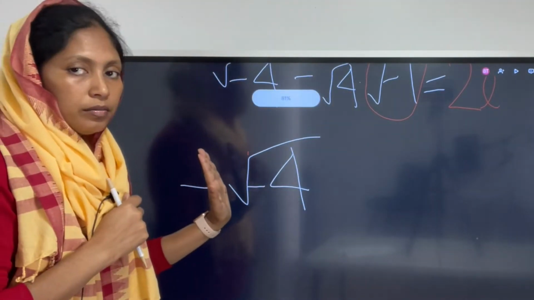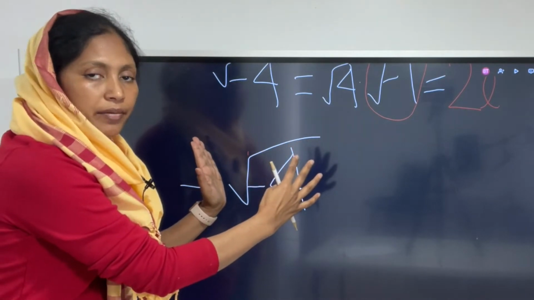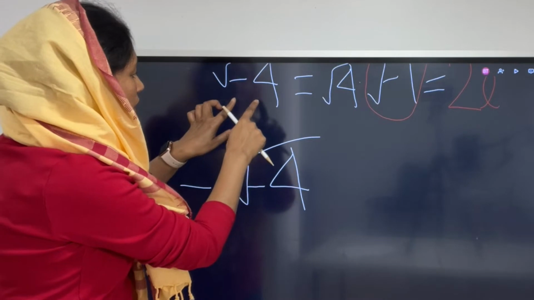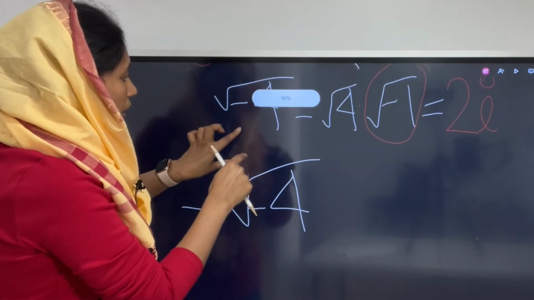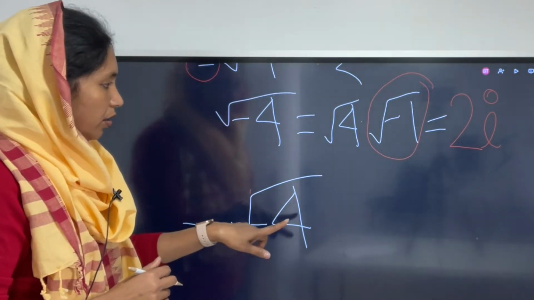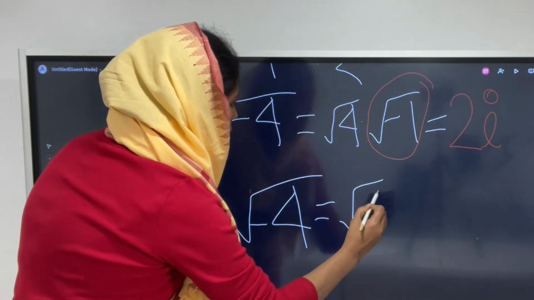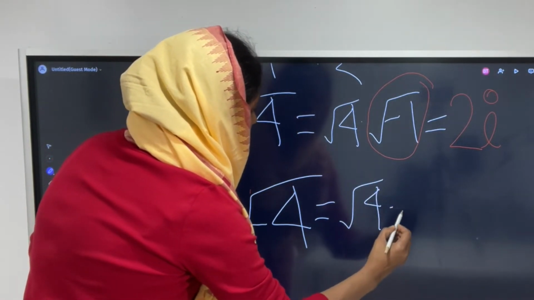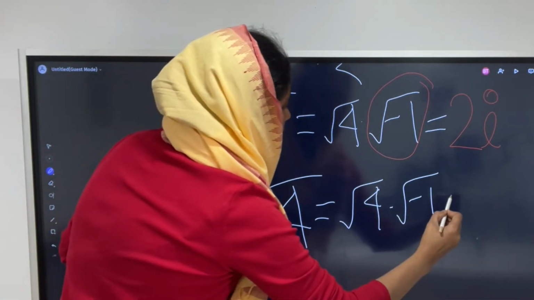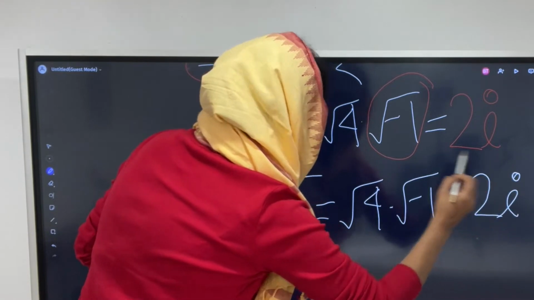Let's skip this part for now. We're going to think about only this side first. For this part, just think about this one. It's the same thing you see here. So we know the square root of -4. We're going to do it the same way: the square root of 4 times the square root of -1. So we get the result 2i for this part.